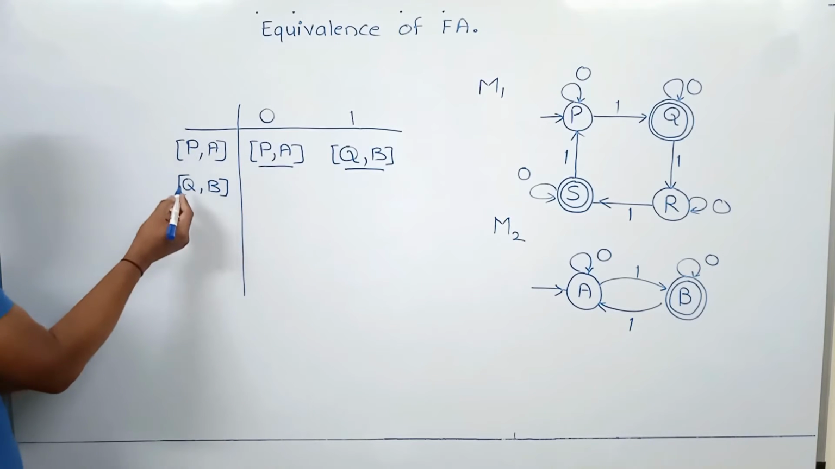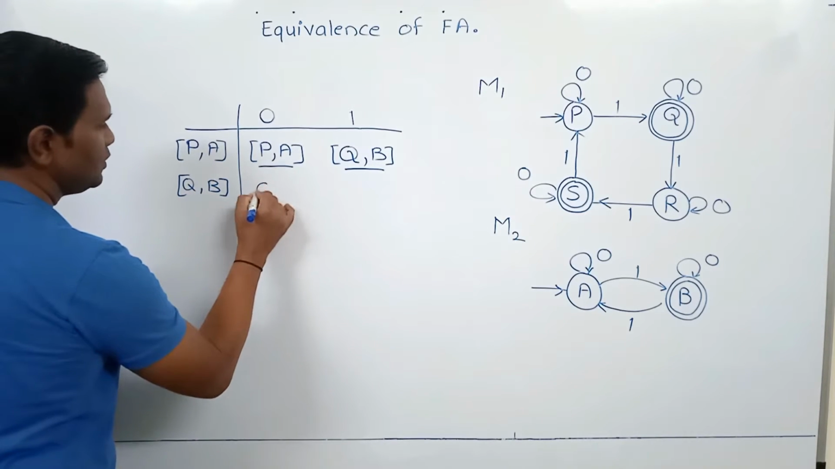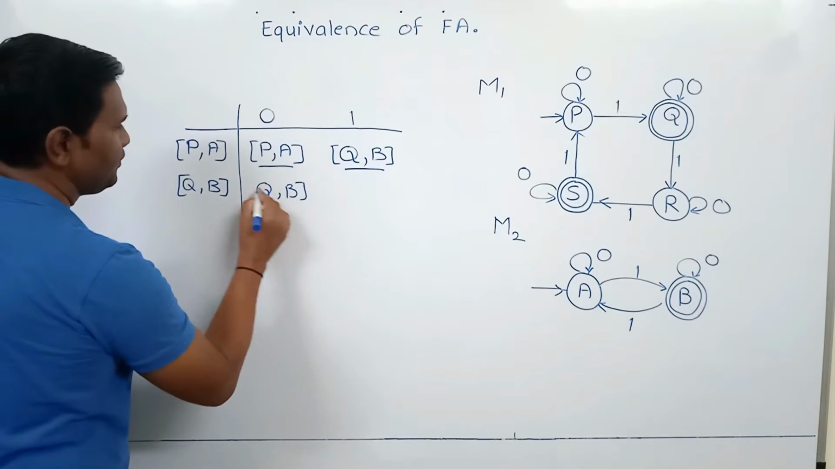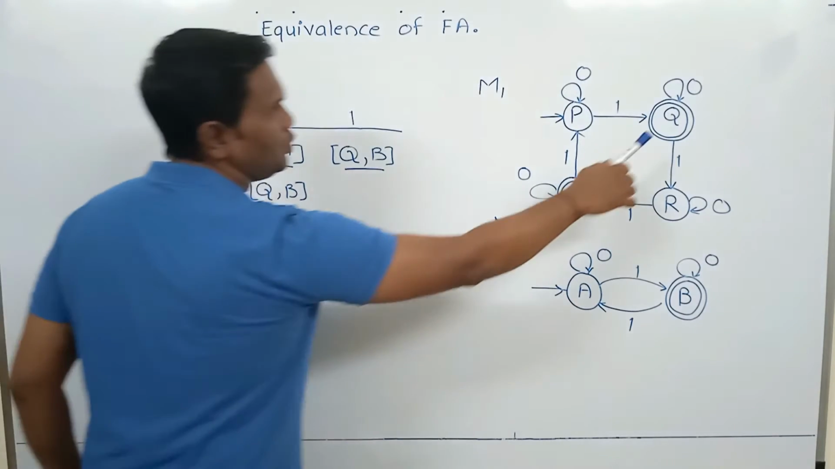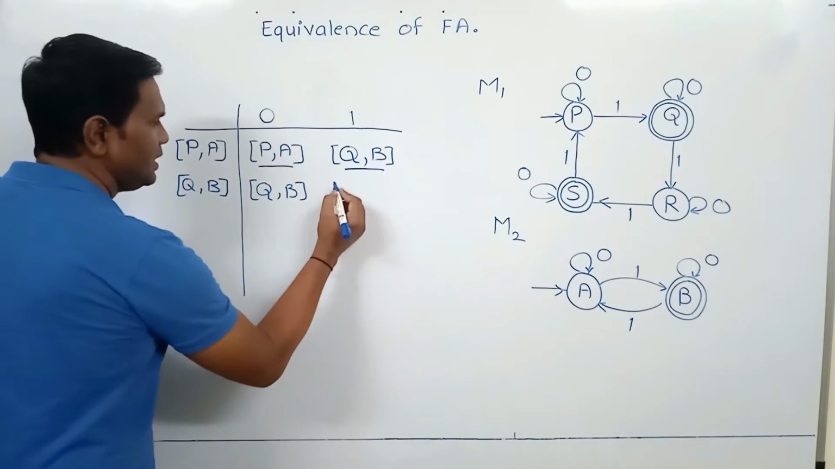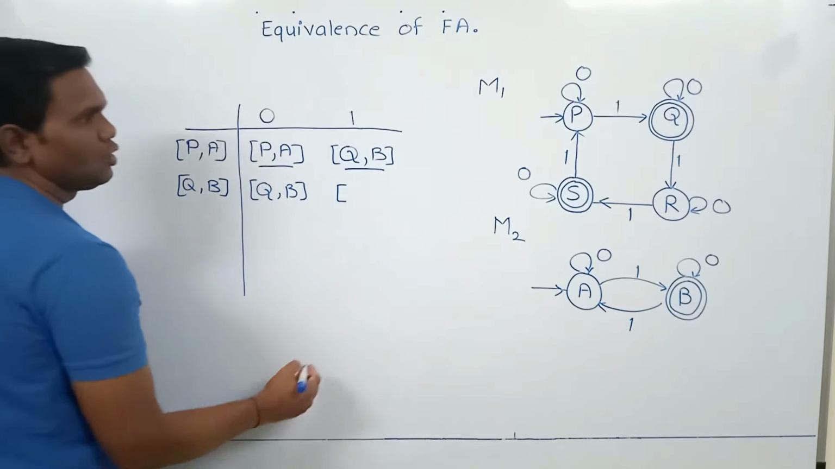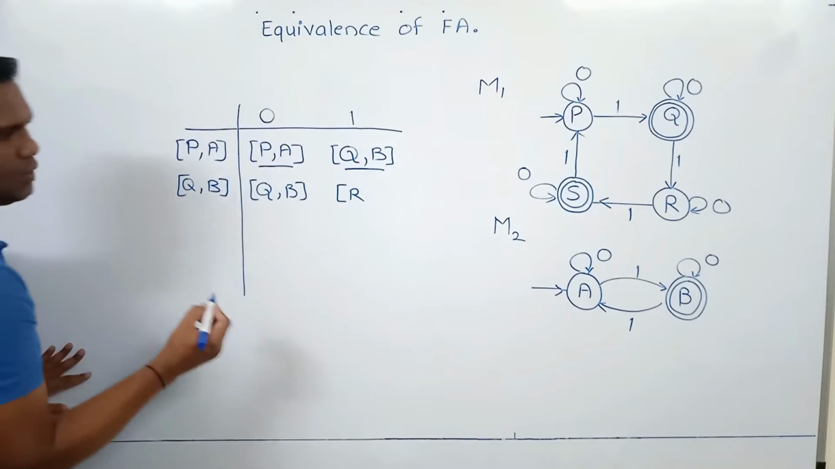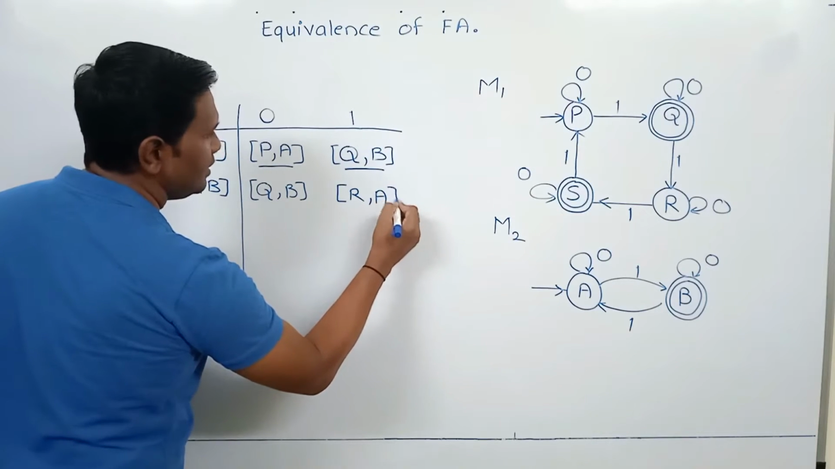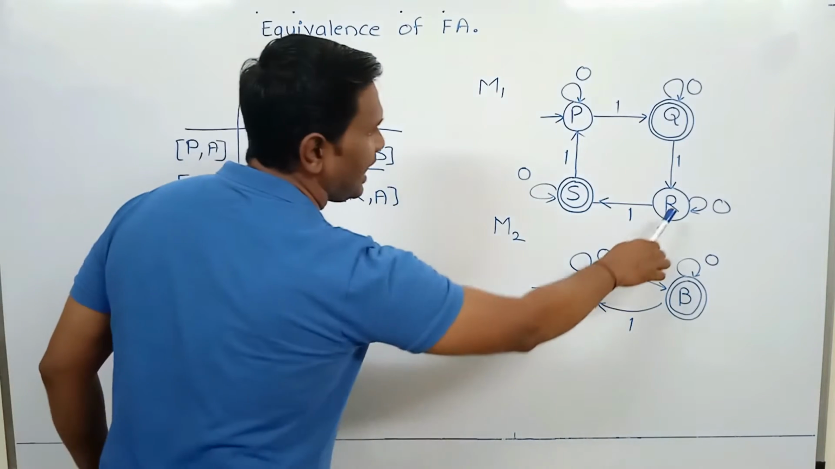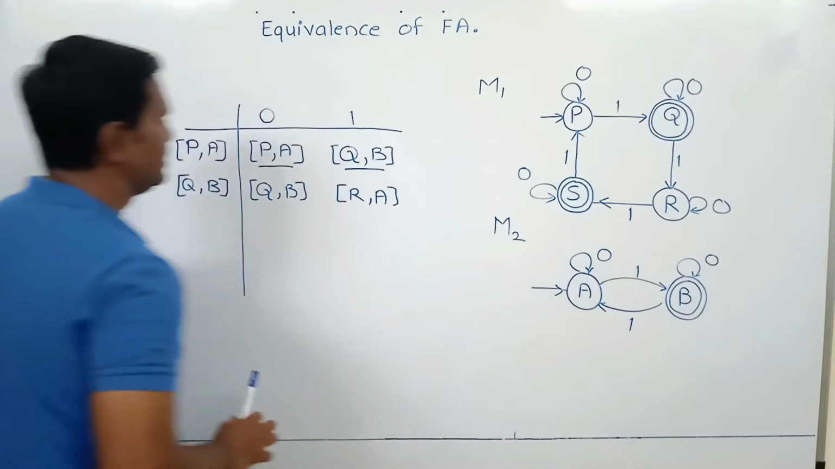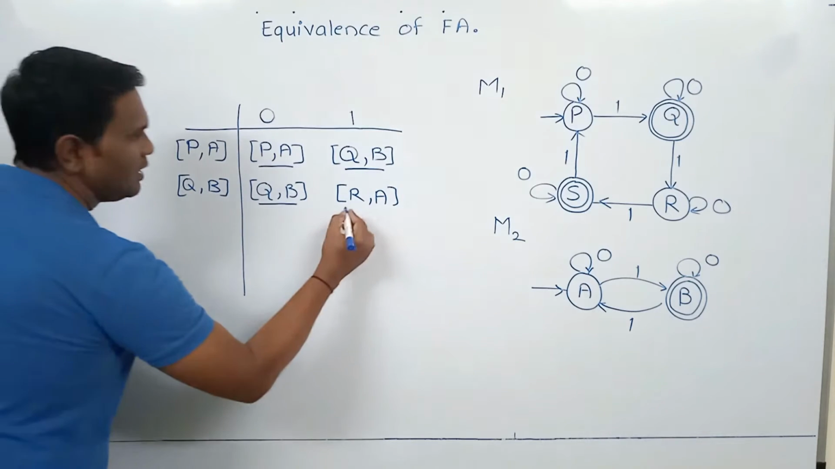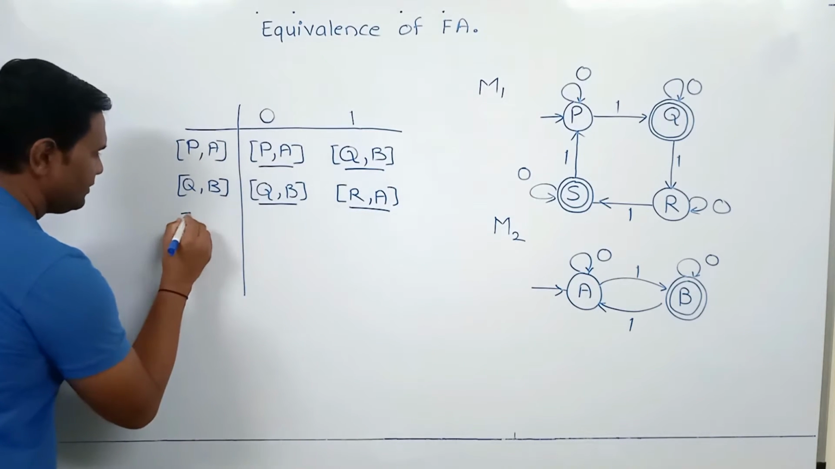Now consider transitions of Q and B. Q on 0 remains in Q. B on 0 remains in B. QB. Q is final, B is also final. Transitions on 1. Q on 1 goes to R. B on 1 goes to A. R comma A. R is non-final, A is non-final. So we will proceed. Now QB, it is over here. RA is new entry.